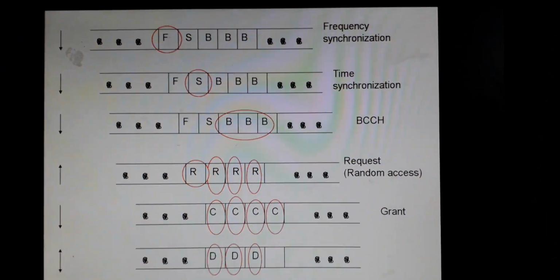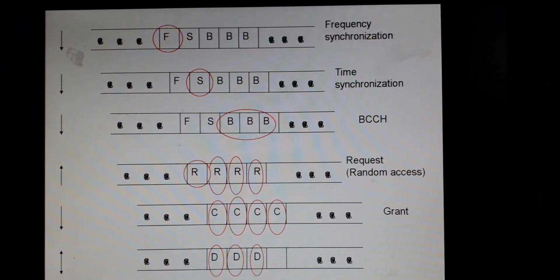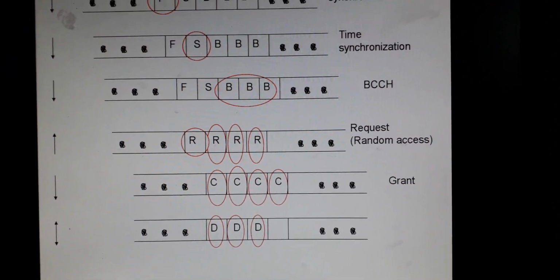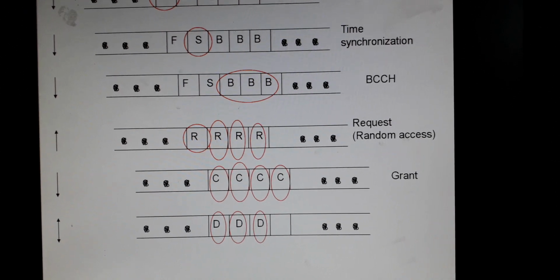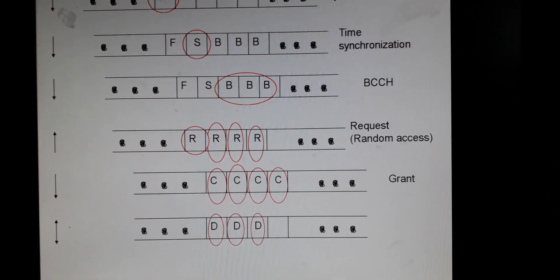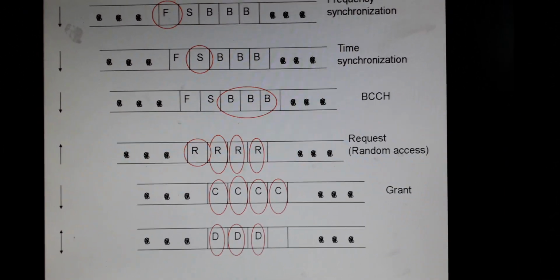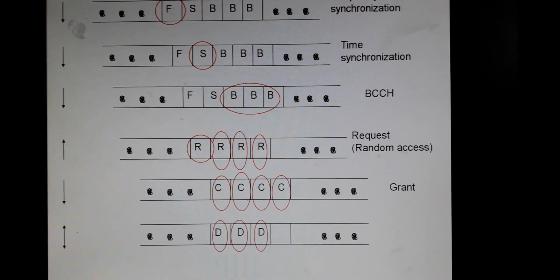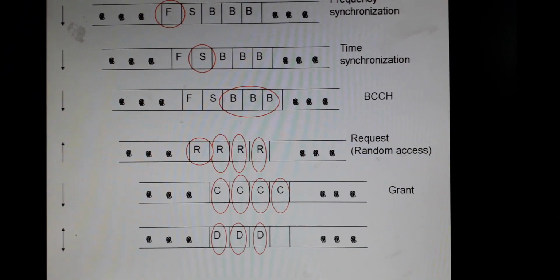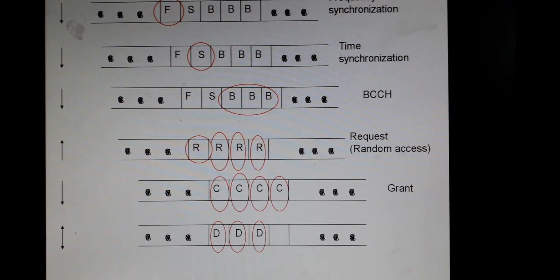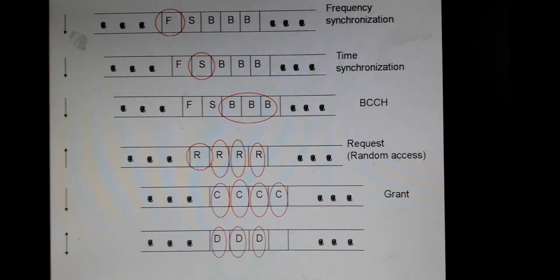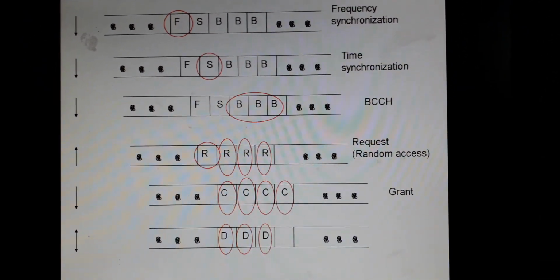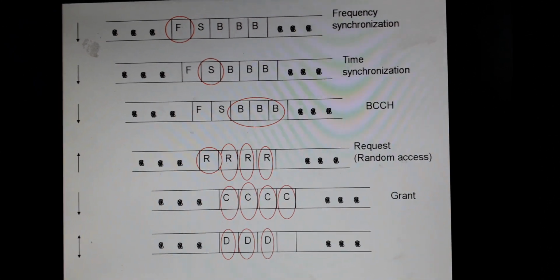Here you can see the formats FSB, then random access bursts, access grant bursts, which are shown by C, then dummy burst. So B indicates broadcast burst, R indicates random access burst, C indicates AGCH, the access grant burst, and D indicates dummy burst. That's how all these bursts will be put in one of the frames.